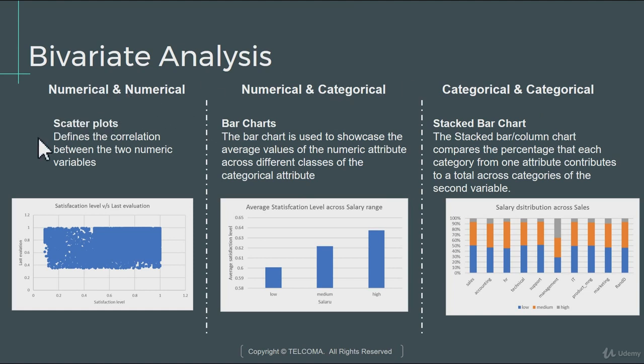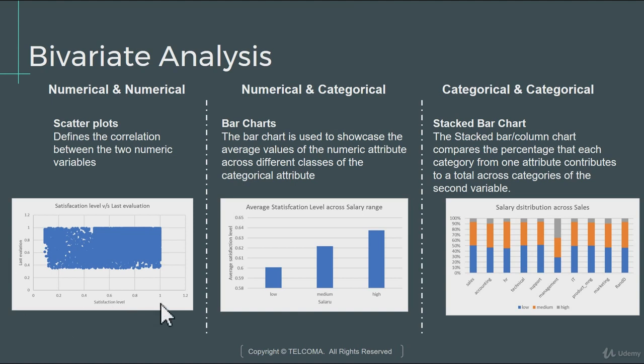The easiest way to visually interpret two numeric attributes is using a scatter plot. A scatter plot defines the correlation between the two numeric variables. Correlation is a simple statistical measure. We call it the correlation coefficient, and it is used to measure the strength of relationship between two attributes. It's a number which takes a value between -1 and +1, where +1 would be strongly positively correlated and -1 will indicate strong negative correlation.